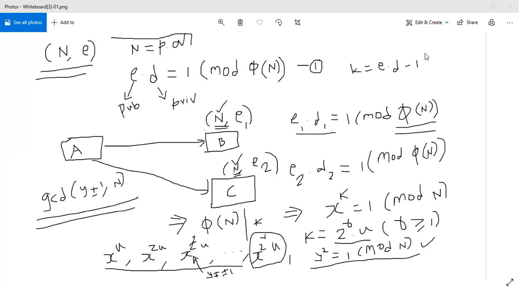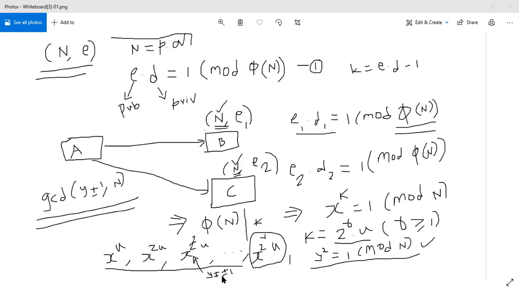Okay. So very quickly, recall that we have been looking into the sequence of numbers like x power u, x power 2u, x power 2 square u, and so on. What is u? u is coming from k. What is k? k is coming from e times d minus 1. We are assuming e is known, d is known, but we are trying to find p and q. That's the problem.